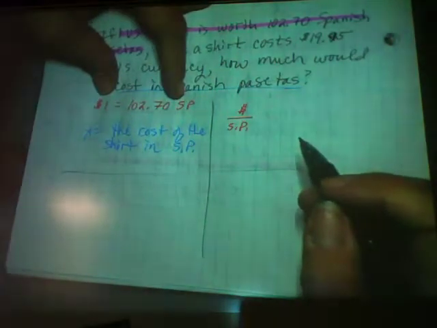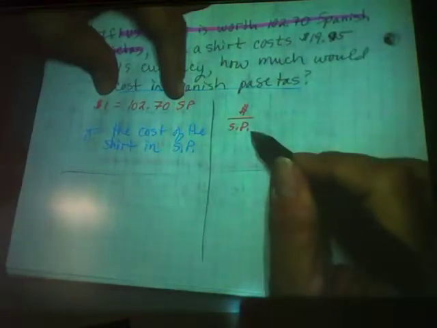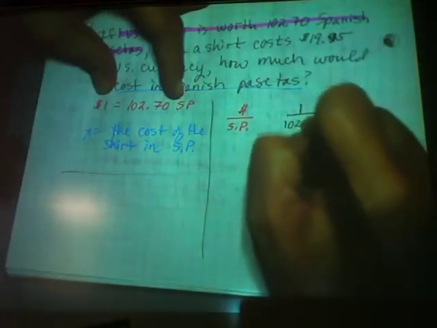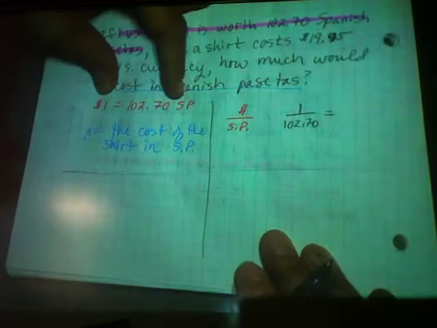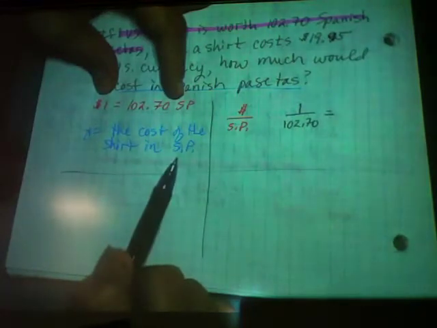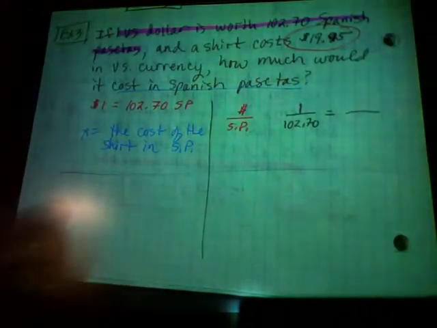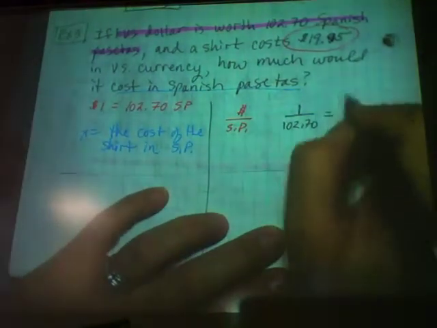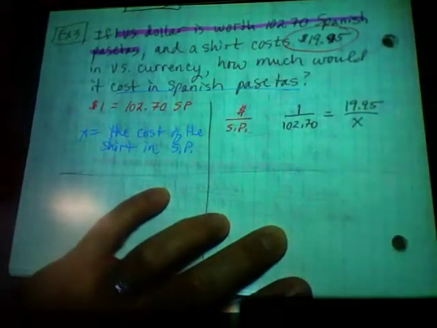Your left side should always be your full ratio that you've been given. You should know this full ratio, at least for one side of your proportion. So I'm going to put 1 over 102.70 equals. You can put the units of measure in there if you want to. It doesn't matter. It might confuse you, because our answer is going to come out to be in Spanish pesetas. Then over here, I know that my shirt costs $19.95 in U.S. currency. I'm trying to find Spanish pesetas. What goes in the numerator? Because dollars is in the numerator, $19.95 goes in the numerator. So what are you going to put in the denominator? X. That's your unknown, that's your Spanish pesetas.